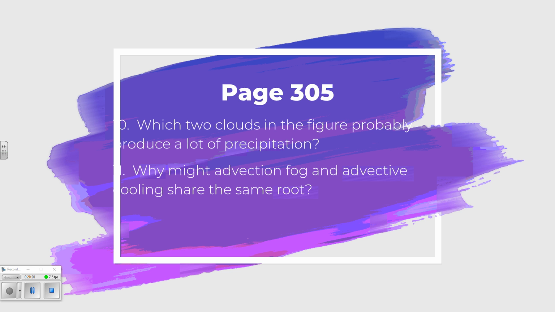Question 11. Why might advection fog and advective cooling share the same root? Answer: warm air moves over a cool surface.